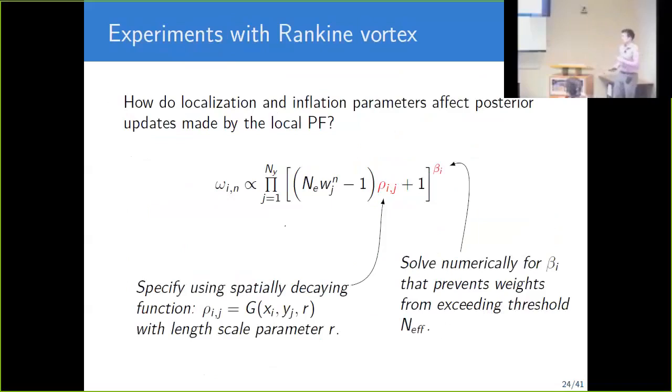And this is, again, just mimicking what we do for ensemble Kalman filters right now. The shape of that function, or the rate at which it decreases away, is just going to be specified by this length scale parameter r. And for beta, I'm going to solve numerically for the beta that prevents weights from exceeding some threshold value of effective ensemble size. I'm going to essentially show you the sensitivity of this particle filter to r and the threshold NEFF that are specified for localization and inflation.